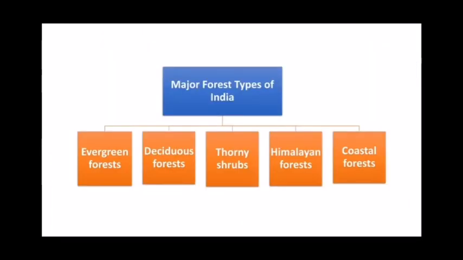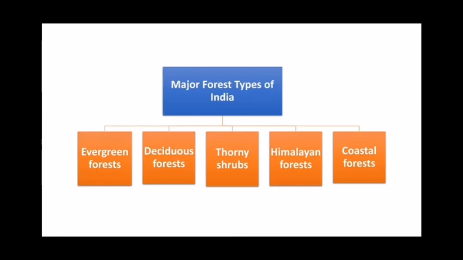So children, now we will do the vegetation of India. Let's see what major forest types are found in India. First we have the evergreen forest, which is found wherever there is more rainfall. Then we have the deciduous forest, thorny shrubs, Himalayan forest and coastal forest.